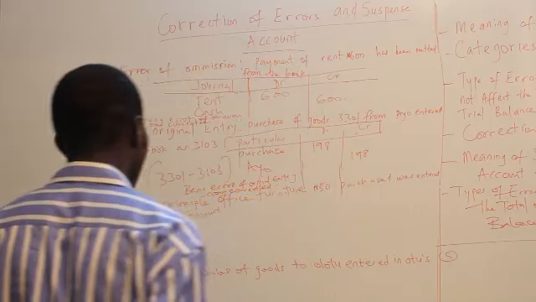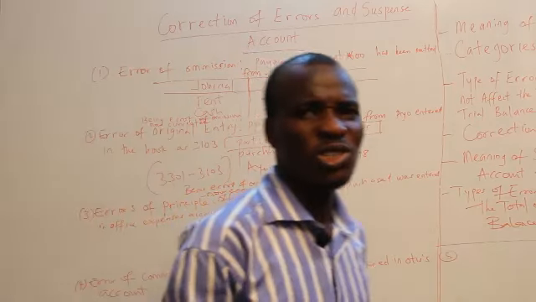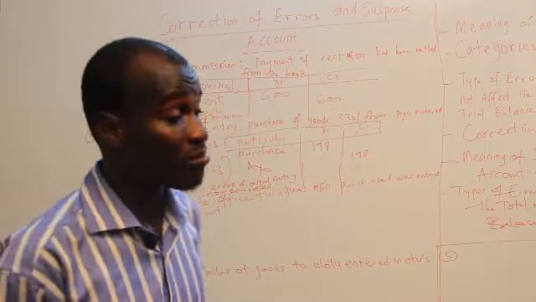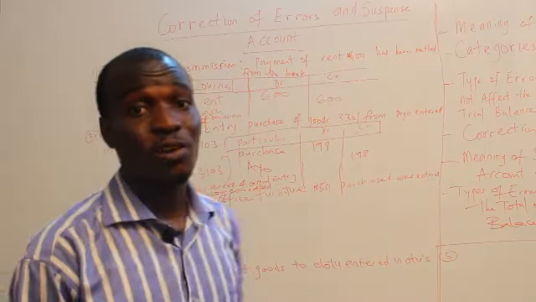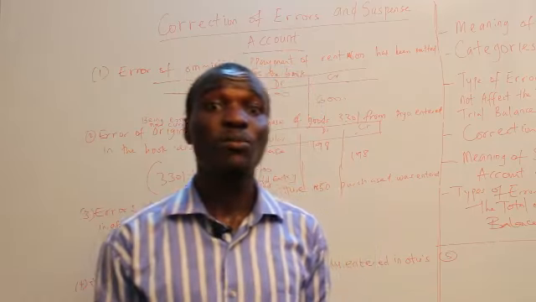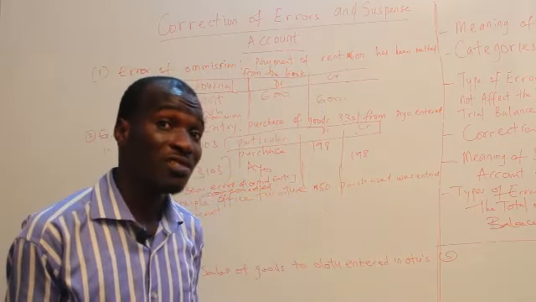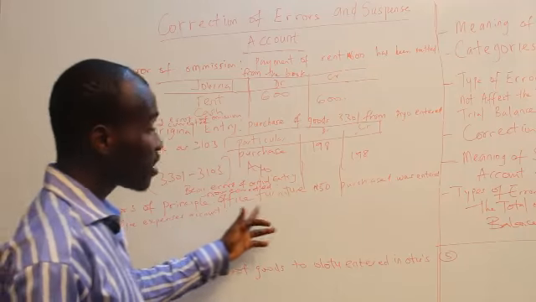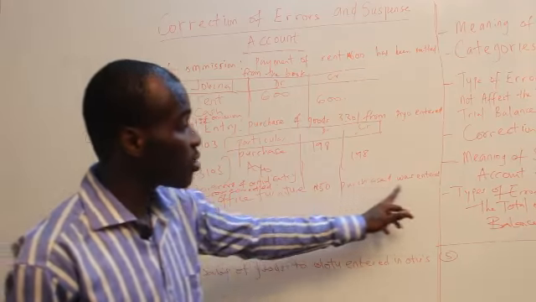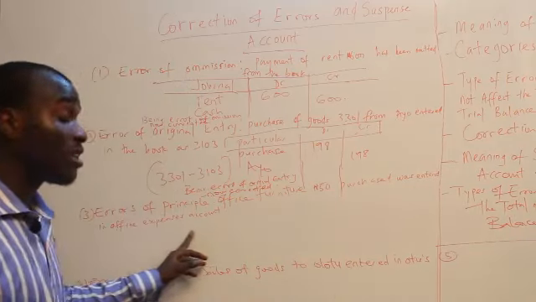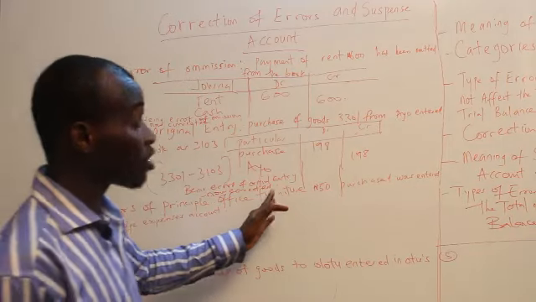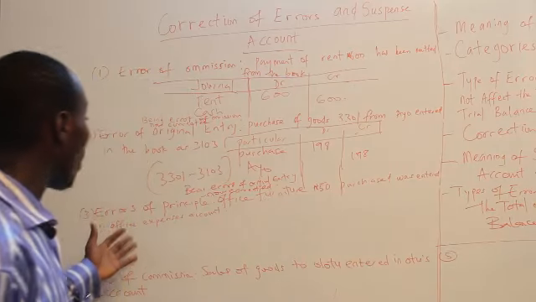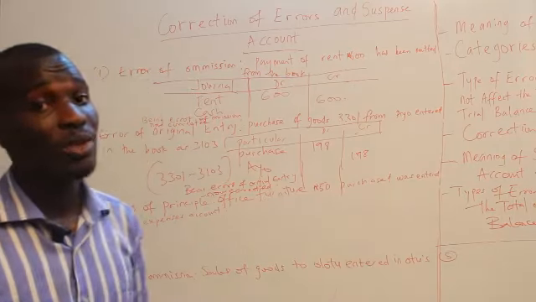Now we have errors of principle, that is wrong class of account. If an item is recorded in the wrong class of account, that means an item of real account is recorded in the nominal account, or an item of nominal account is recorded in the real account. In this example, office furniture 15 naira purchased was entered in office expenses account. Look at the purchase of furniture, which is a real account, being entered into office expenses account, which is a nominal account.